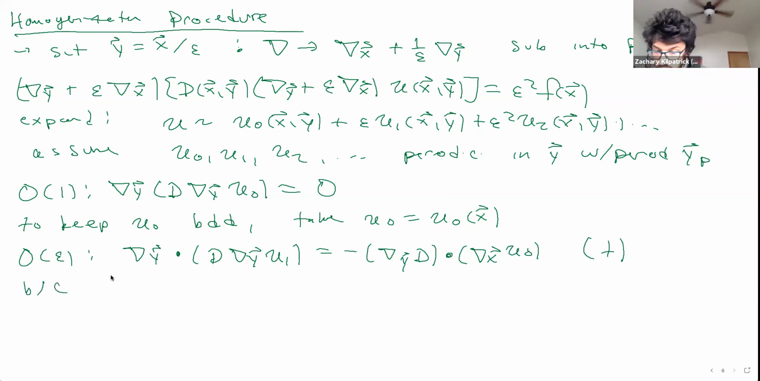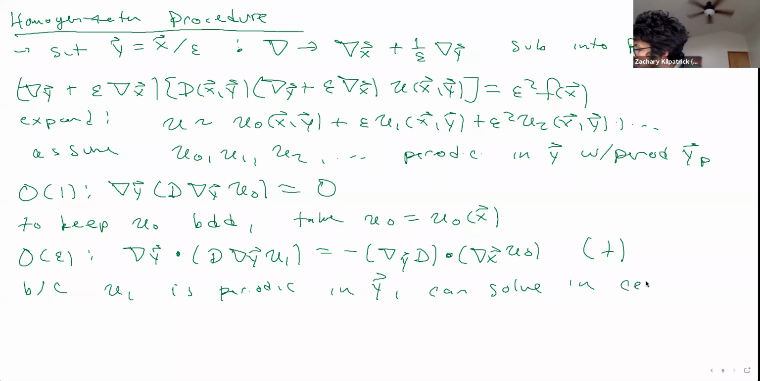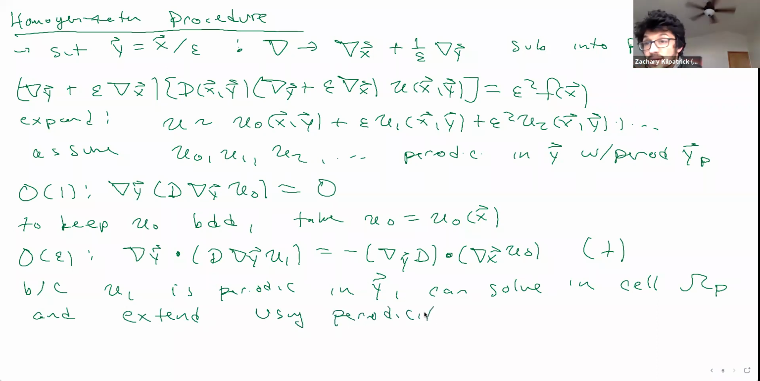Because u1 is periodic in y, what we can do is just solve this in just a single cell omega p, okay? And we'll then extend it using periodicity, okay?